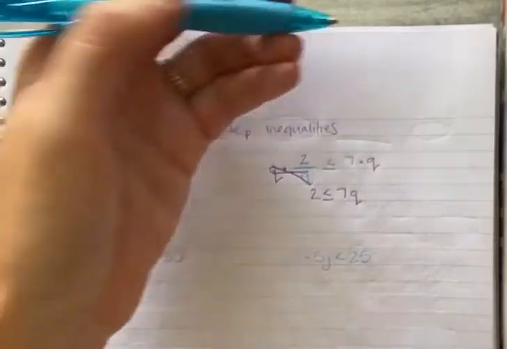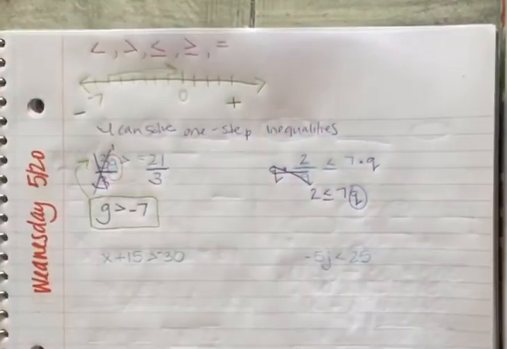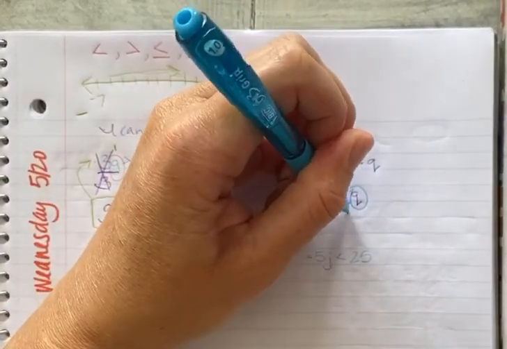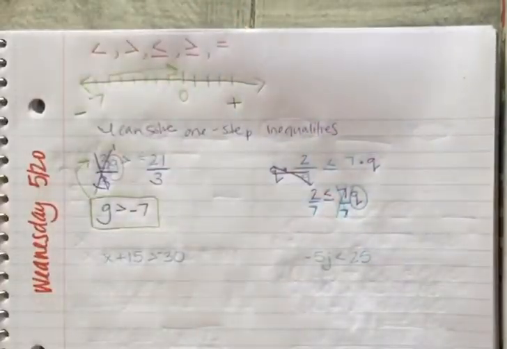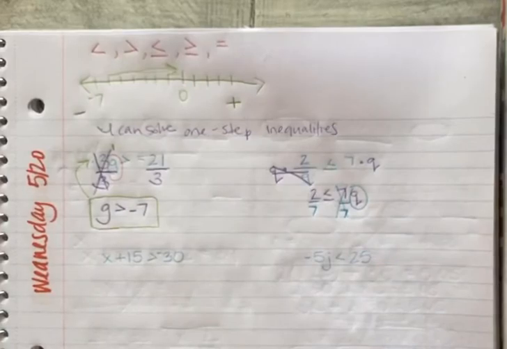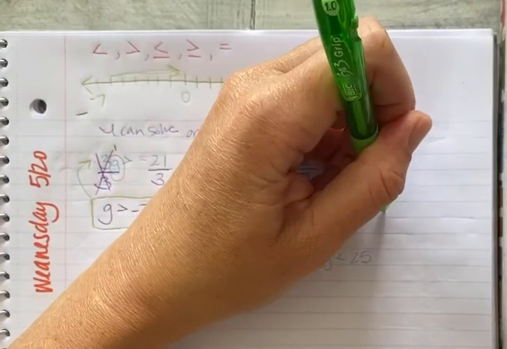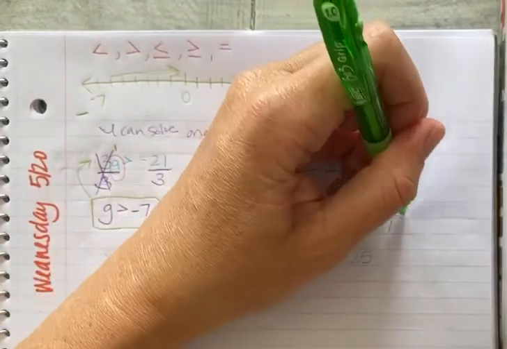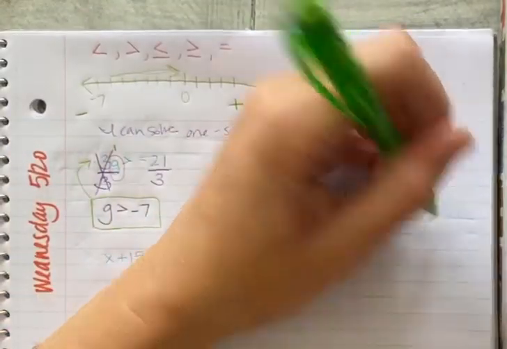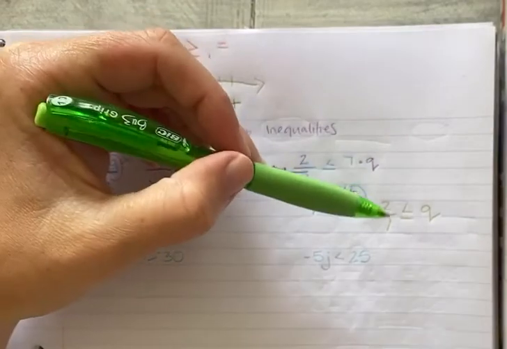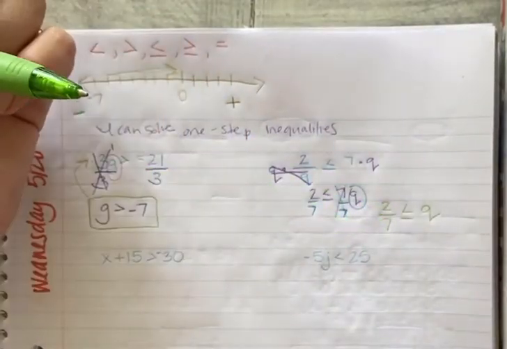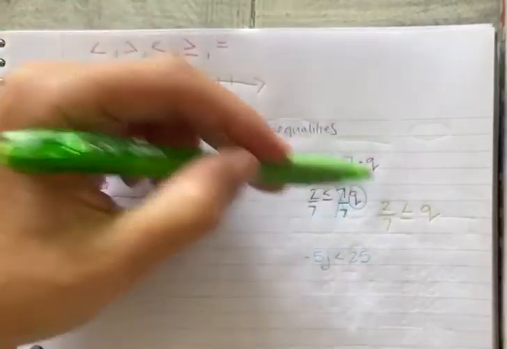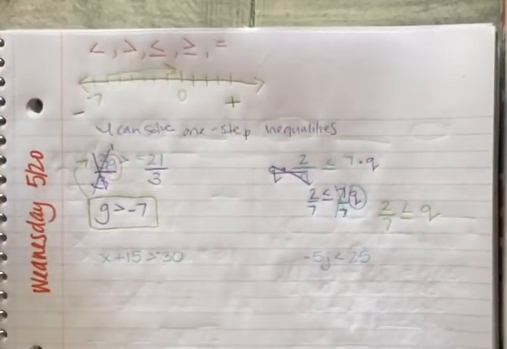So now if we're wanting to solve for this q, I'm going to need to divide by 7 and then divide by 7. These 7s cancel out. So now I have 2/7 is less than or equal to q. So that means that q just has to be greater than or equal to 2/7. So it could be 2/7, or it could be a number greater than that.